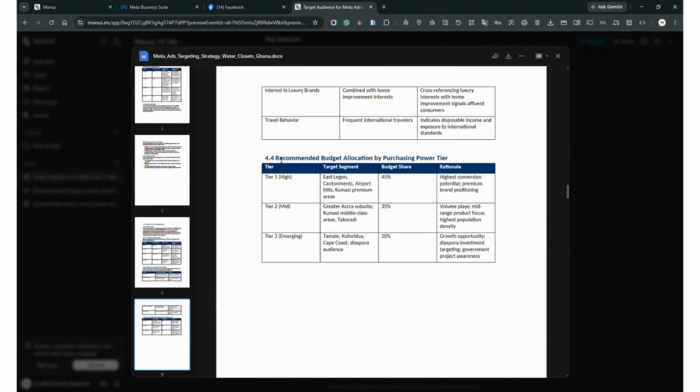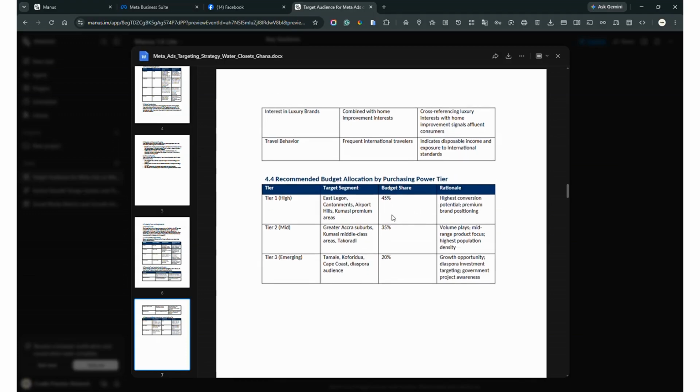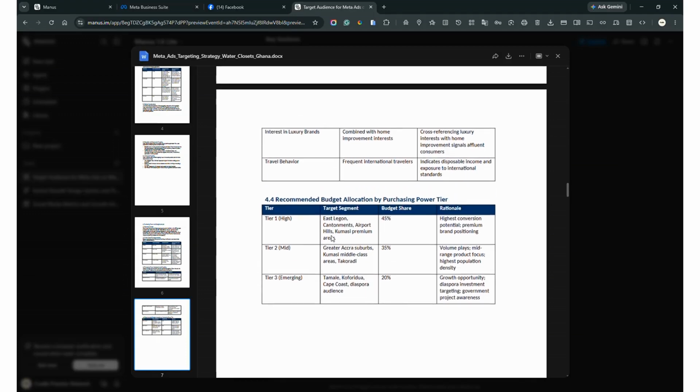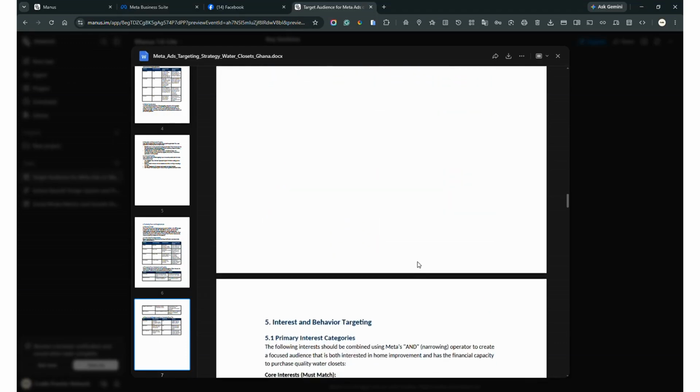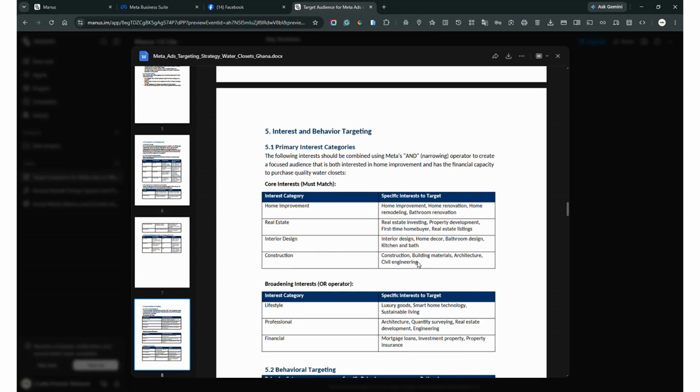Let's have a look at the recommended budget allocation by purchasing power. Based on those living in East Legon, Cantonment and these areas which are considered high tier, we can spend 45% of the budget on that. These are all percentages, so we're not so much interested in them. This has to do with interest and behavior targeting.